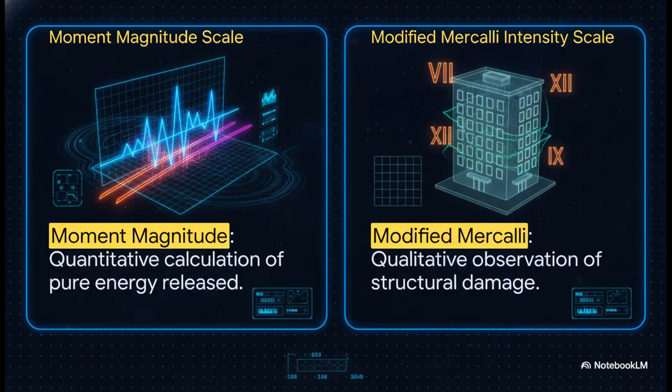To monitor the modern tectonic heat still trapped inside our planet, scientists use two very different diagnostic scales. First, we have the moment magnitude scale. This is a strict quantitative measurement of the pure physical energy released when a fault ruptures deep underground. Conversely, the modified Mercalli intensity scale is qualitative. It uses Roman numerals to measure the observed structural damage and what people actually felt shaking on the surface.